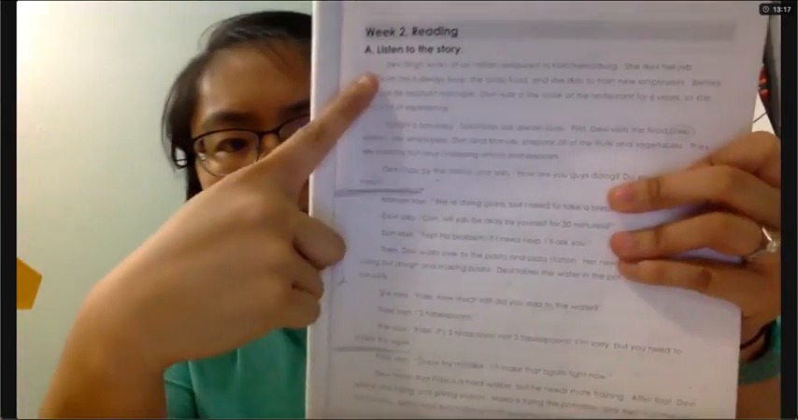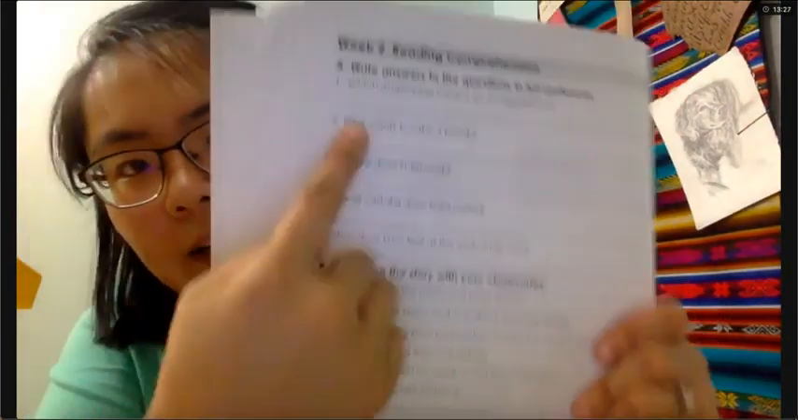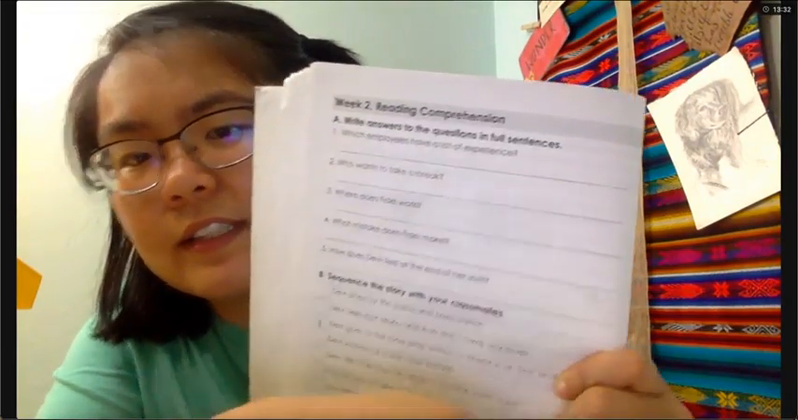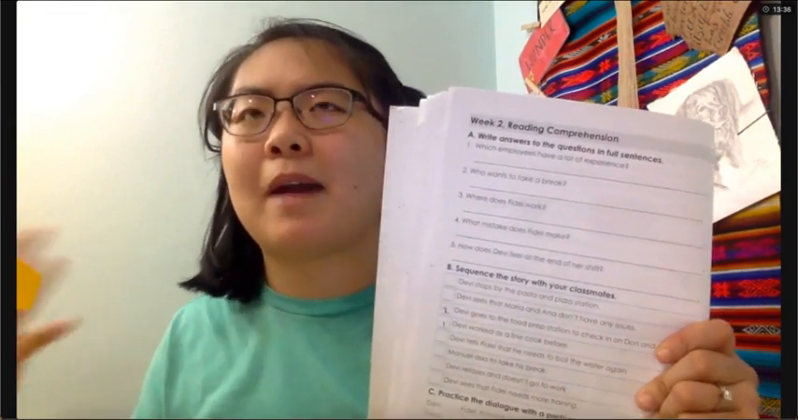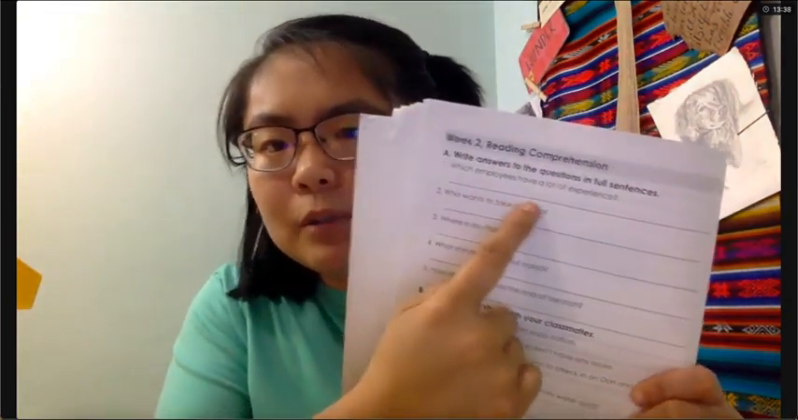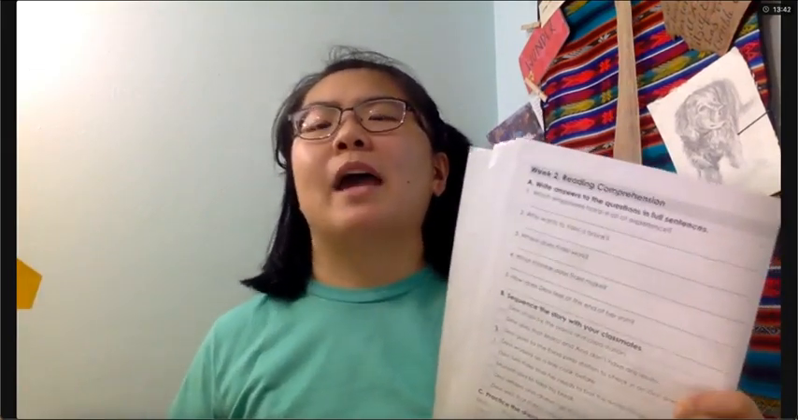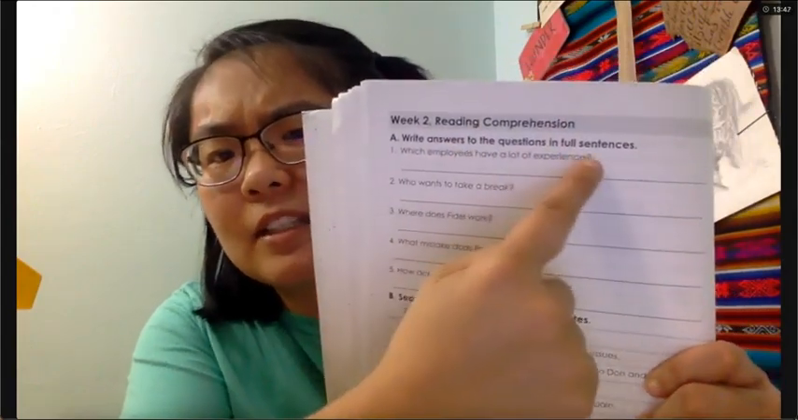Next, read the story. Look for vocabulary words, look for transition words, and answer the questions on the next page, page 26, right? So an important thing is to remember answering in full sentences, right? It may seem silly or tedious or repetitive, right? Which employees have a lot of experience? I don't know, maybe Tim and Bob have a lot of experience, but I can't just write Tim and Bob. That is not a full sentence.